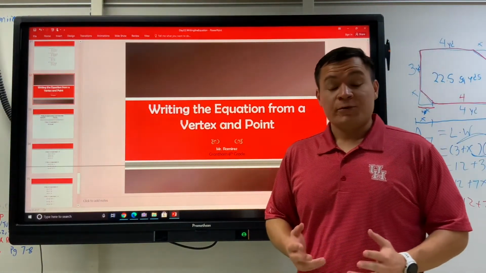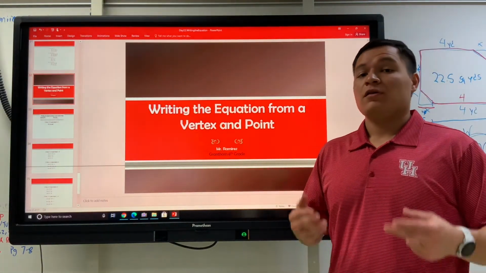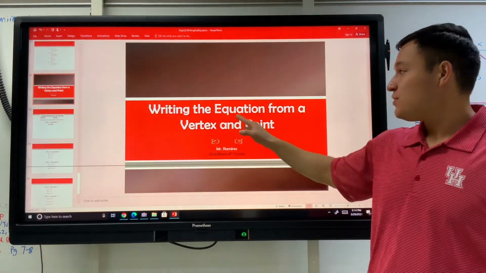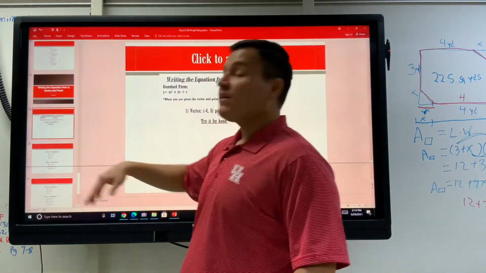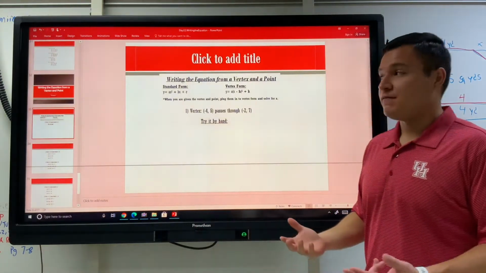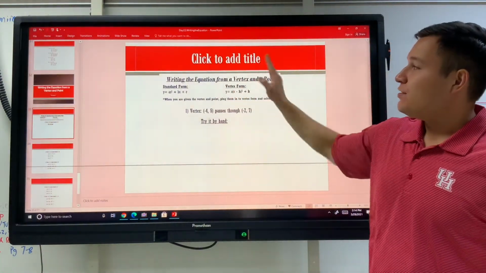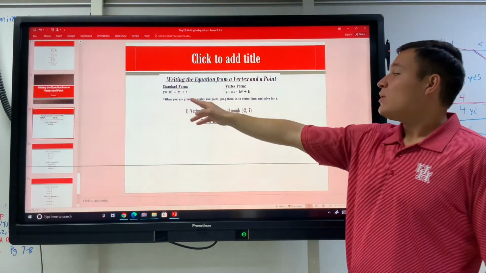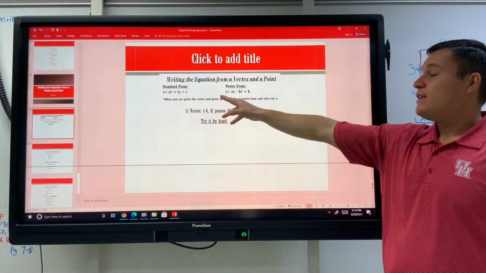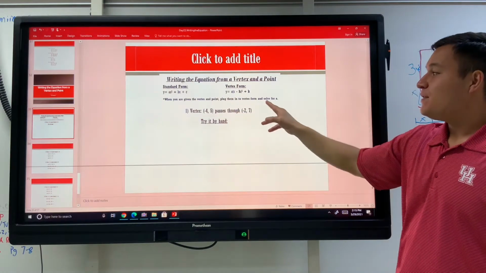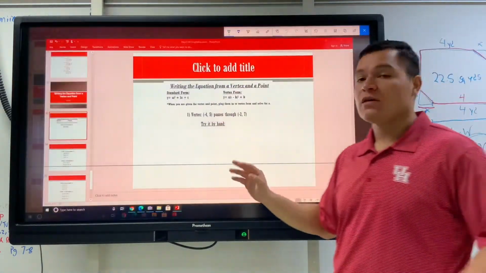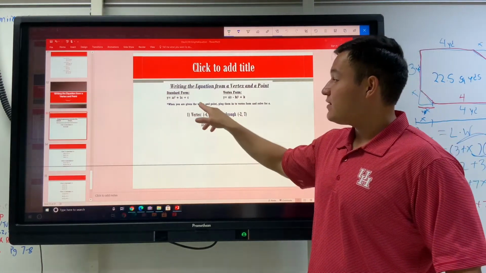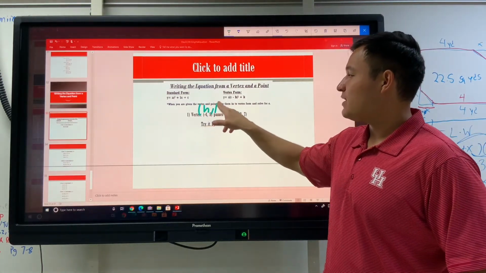Alright, the next thing we're going to do is write the equation using the vertex and a point. If we're going to write the equation using the vertex and the point, then let's just look at our two equations that we have first. The two equation types that we have are the standard form and the vertex form. It says, when you are given the vertex and a point, plug them into the vertex form and solve for a. Okay? So if you have the vertex, then you have h comma k.